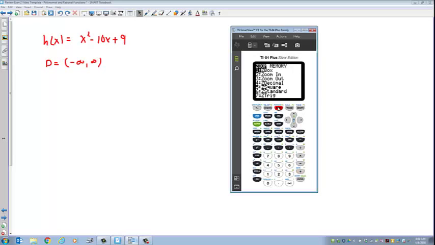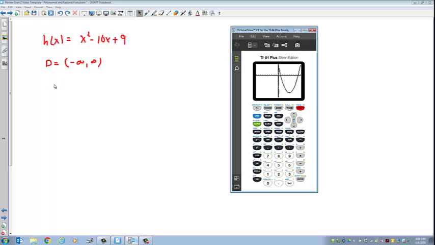And we'll make our window the standard. So number 6 is the standard, -10 to 10. See if we can see anything. Oh, so it goes down, it comes up. You'll notice that it goes way down. So maybe I'll just make my y min a little bit bigger negative, like -20, just so I can see it come down and come back up. There it is.